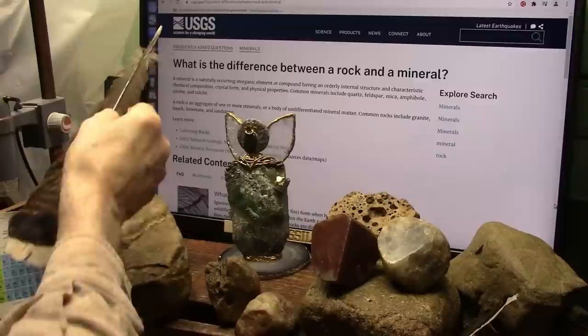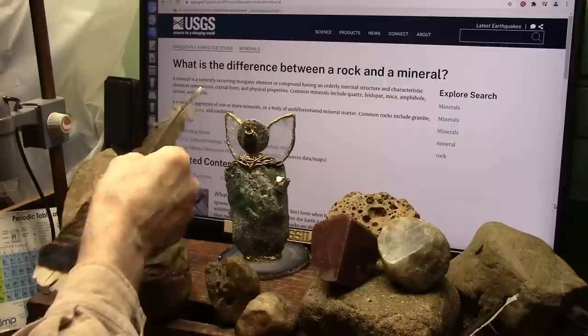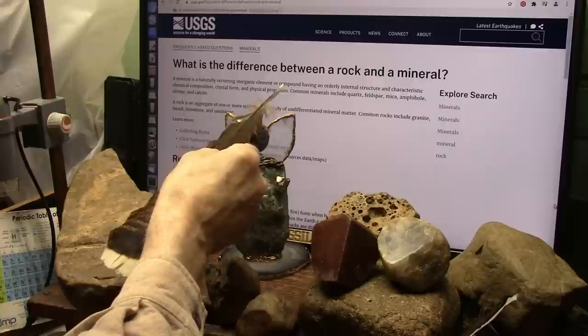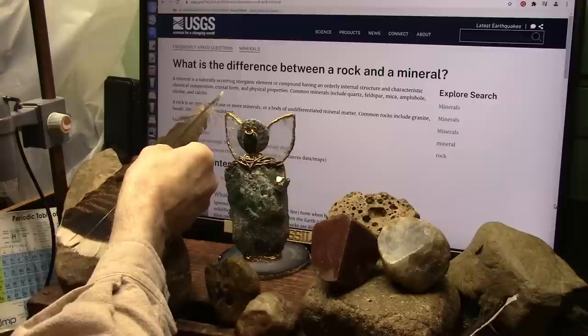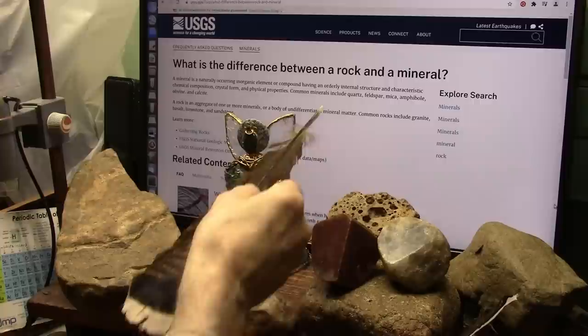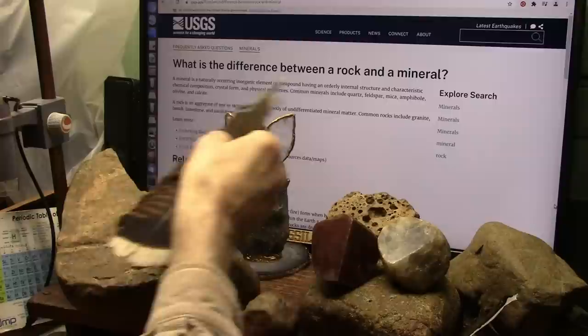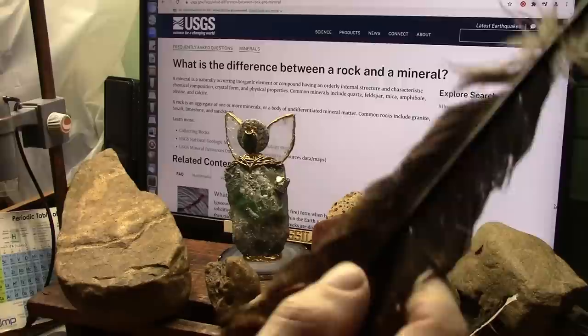They say that a mineral is a naturally occurring inorganic element. Now, I'm going to show you that that's not correct. Or a compound having orderly internal structure and characteristic chemical composition, crystal form, and physical properties, common minerals including quartz, feldspar, mica, amphibole, olivine, and calcite. You see these minerals? Those are the minerals of life.